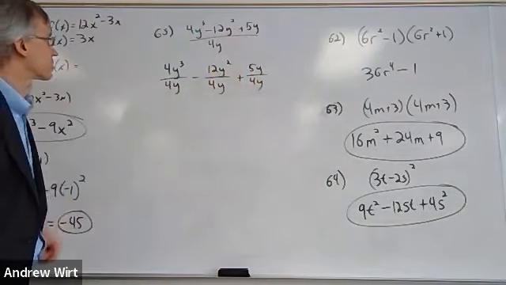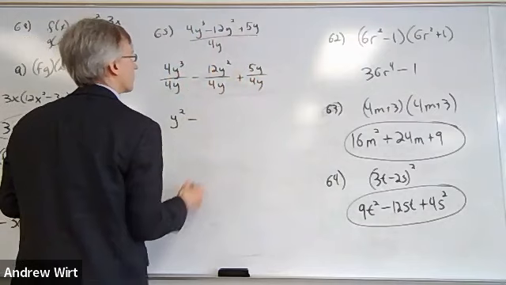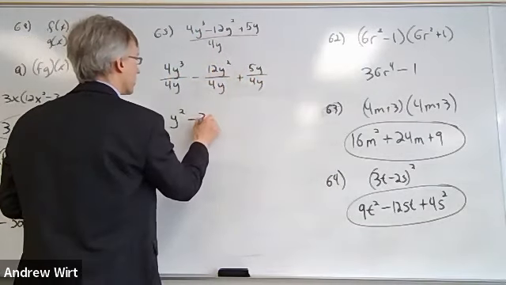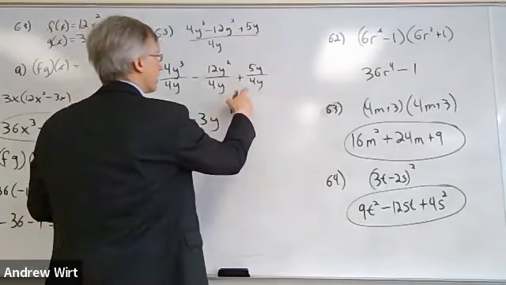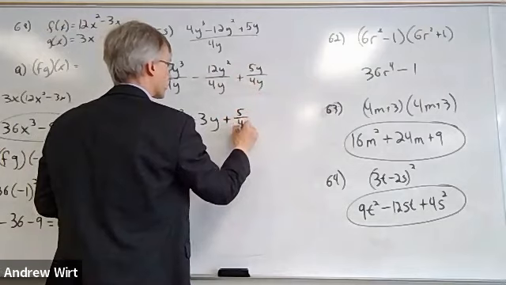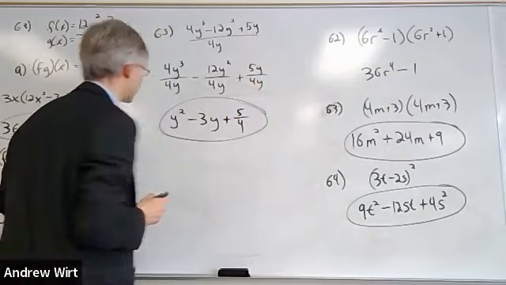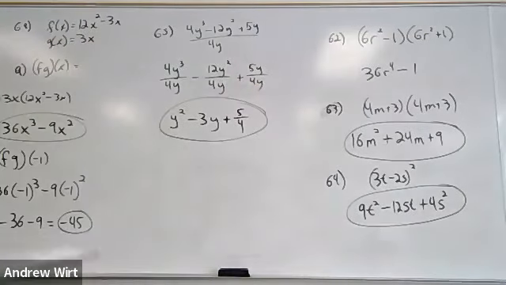So do this one, 4's cancel, y cubed over y is y squared. Over here, 12 divided by 4 is 3. Y squared divided by y is y. And over here, the y's cancel. 5/4 cannot be reduced, so it stays a fraction. Y squared minus 3y plus 5/4.